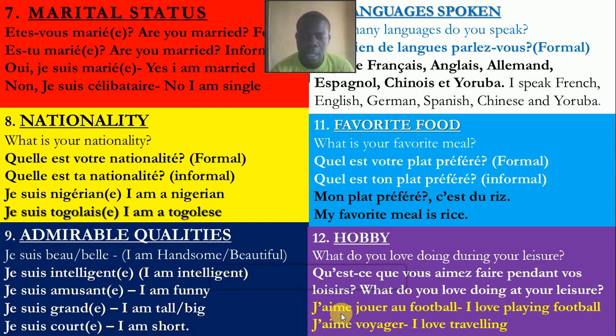Now, a proposed answer here is, j'aime jouer au football. That is, I love playing football. And another one is, j'aime voyager. I love traveling. There are a lot more examples. Like a lady, you can say, j'aime danser. I love dancing.